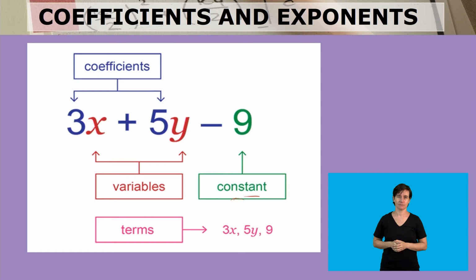This is an expression that has 3 terms. The first term is 3x, and the next term is 5y, and the last term is negative 9. All right, let's move on then to coefficients and exponents.